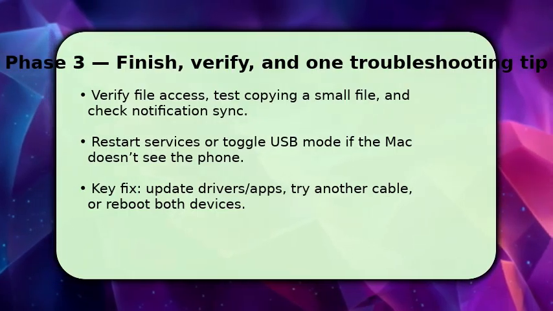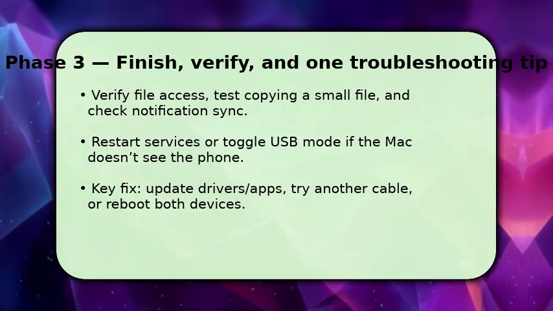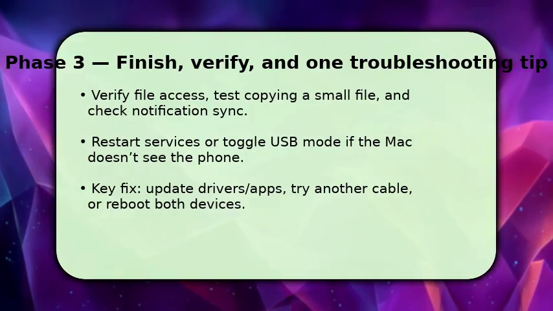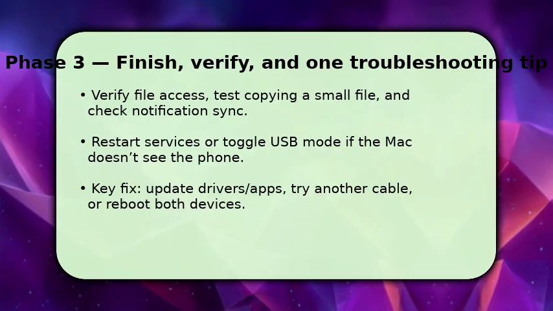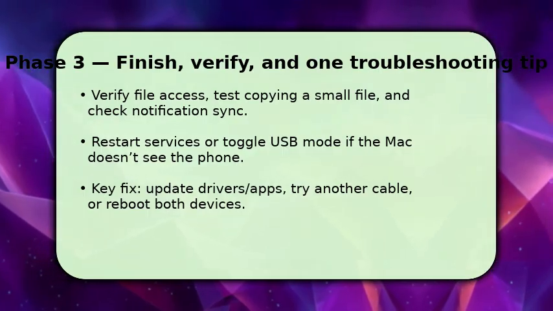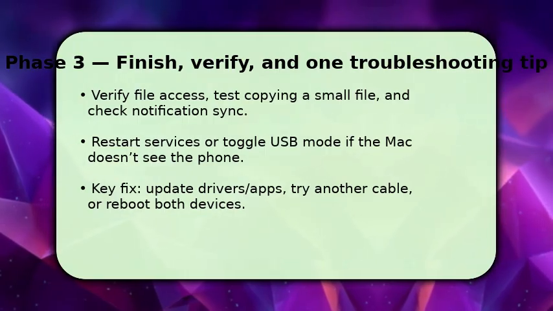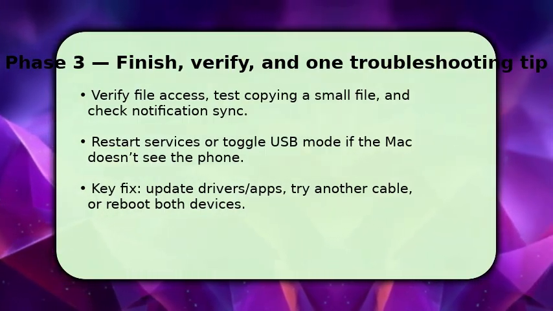If the Mac doesn't see the phone, toggle USB mode on Android between charging and file transfer, restart the Android File Transfer app, or reconnect the cable because that often resolves handshakes. If things still fail, update the Mac Companion app and Android app, try a different cable or USB port, and reboot both devices. This single troubleshooting sequence solves most linking issues.